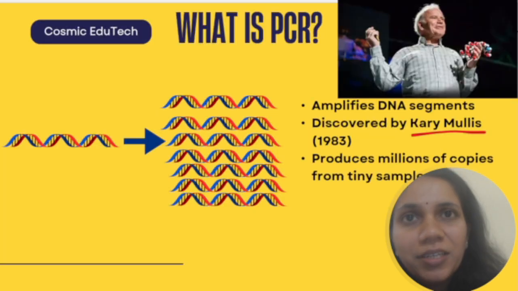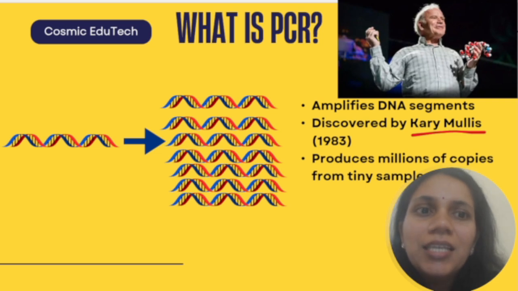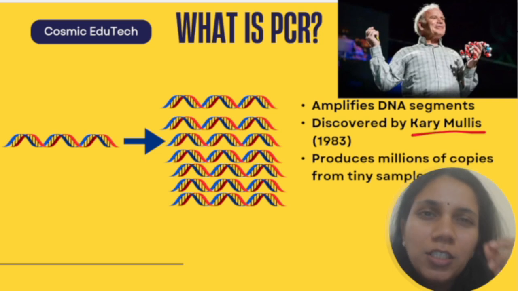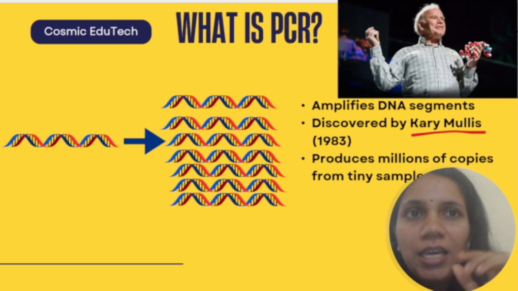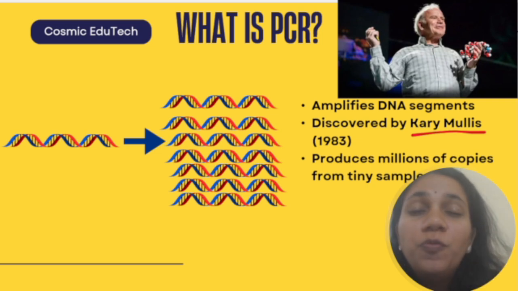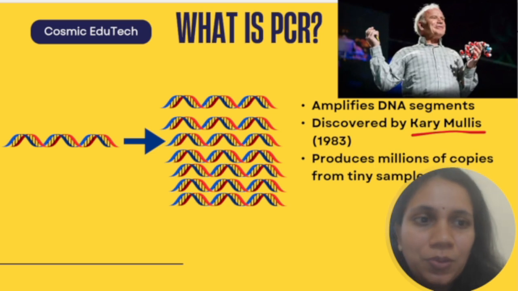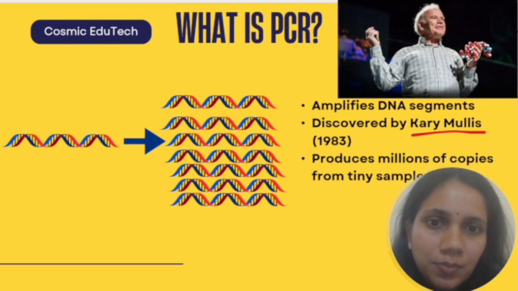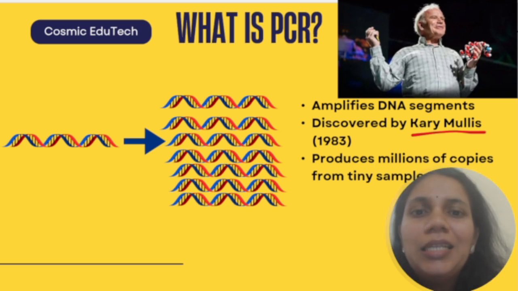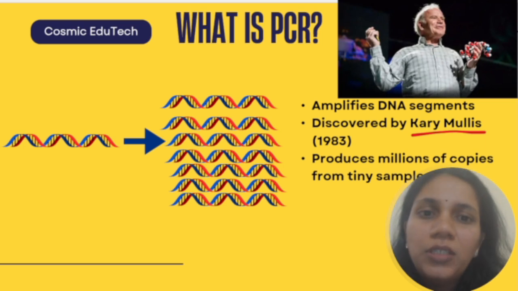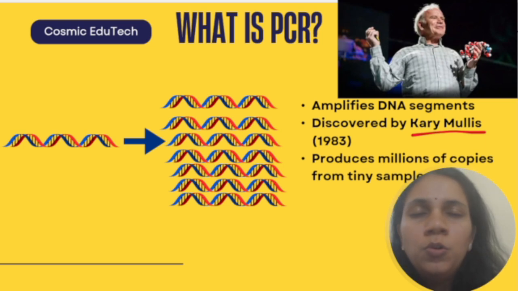PCR or polymerase chain reaction is a technique used to amplify a specific segment of DNA, which will lead to creation of millions or billions of copies of a small initial sample. Imagine you have just a very tiny sample or amount of DNA and you want to analyze it, clone it, to perform some study, for example, to detect disease causing genes. So what technique should you go for?